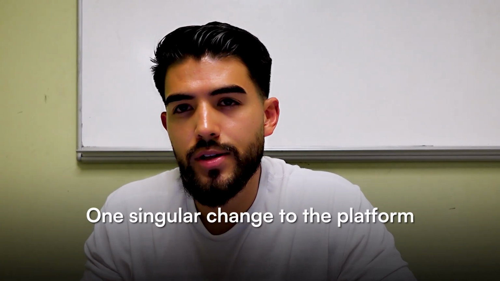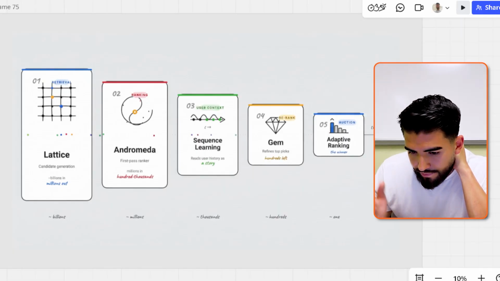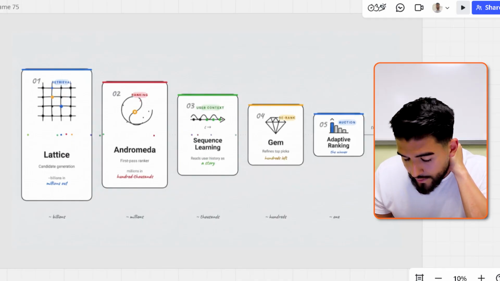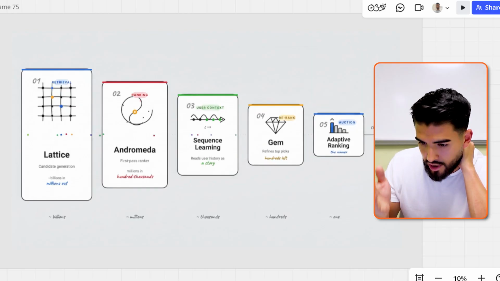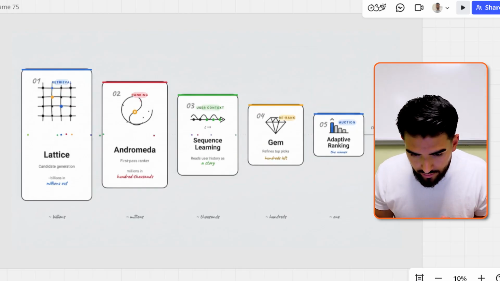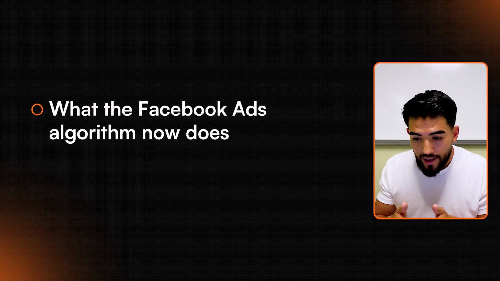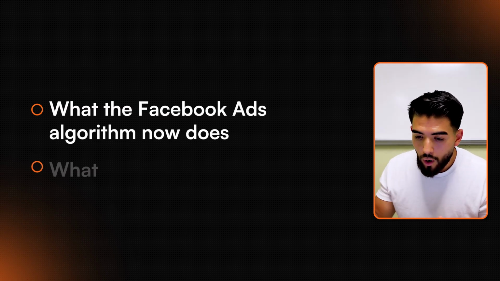But most people think of Andromeda as this one singular change to the platform, but that is the furthest thing from the truth. Here is a graphic that shows 5 pieces to the Facebook ads algorithm, and you'll notice Andromeda is just one piece to that. You have Lattice, Andromeda, Sequence Learning, GEM, and Adaptive Ranking. And so without boring you to death, let me just summarize real quickly what the Facebook ads algorithm now does, and then ultimately I'll shift into what matters now in 2026.